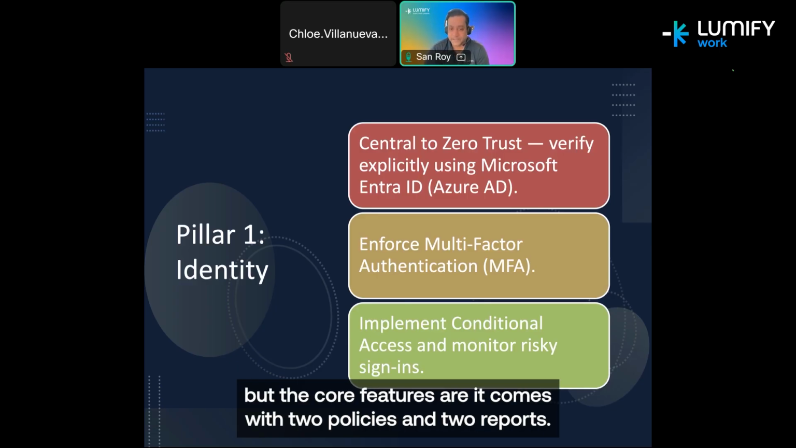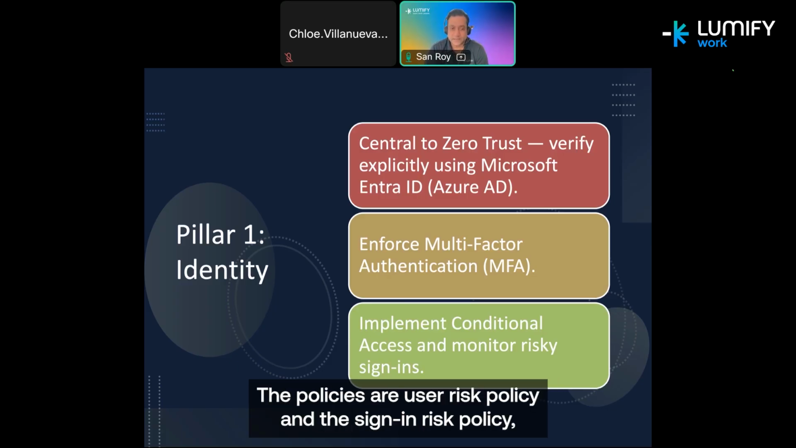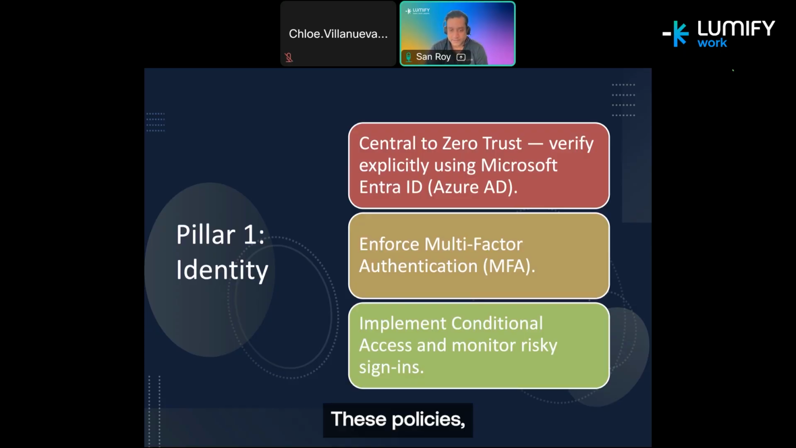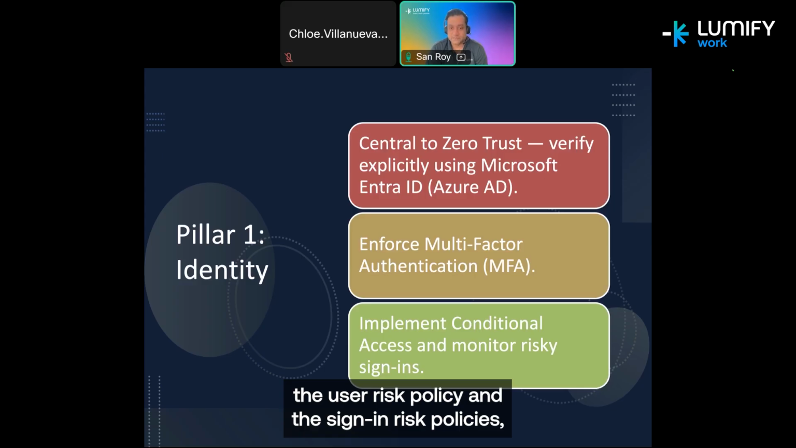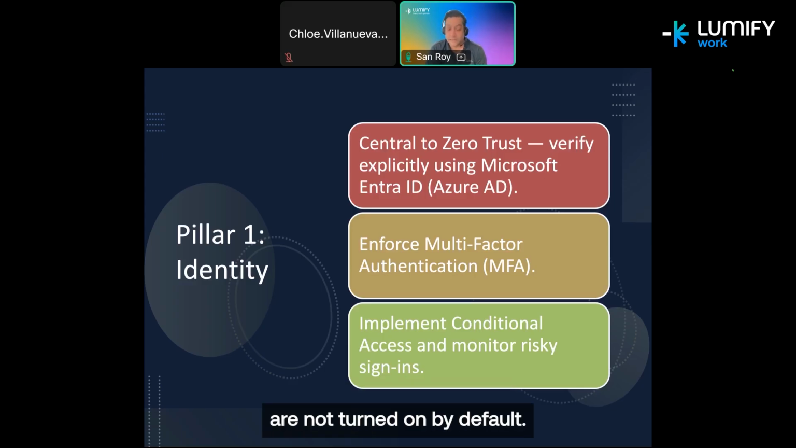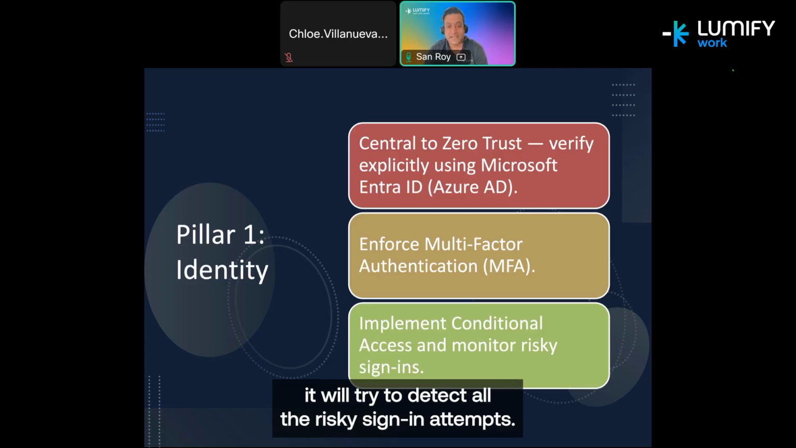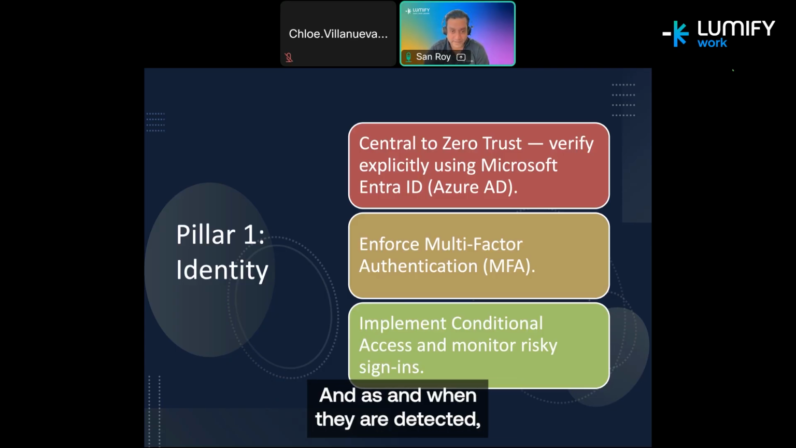That's the difference. This Entra ID Protection comes with a lot of different features, but the core features are that it comes with two policies and two reports. The policies are the user risk policy and the sign-in risk policy, and the reports are the user risk report and the sign-in risk report. These policies are not turned on by default. They have to be turned on. If you turn on the user risk report, it will try to detect all the users at risk. If you turn on the sign-in risk report, it will try to detect all the risky sign-in attempts, and as and when they are detected, the reports will reflect those changes.